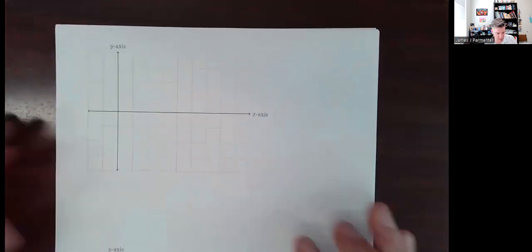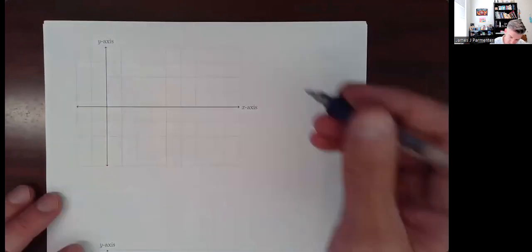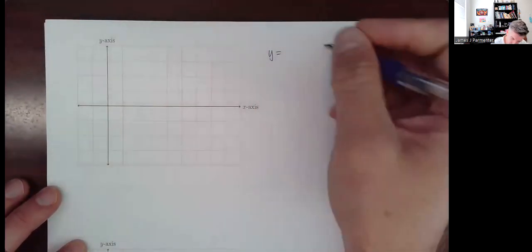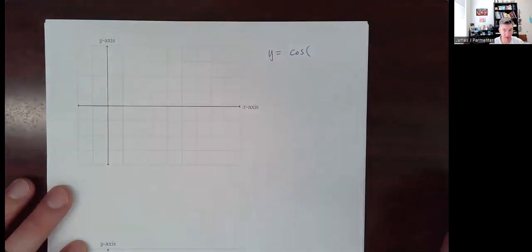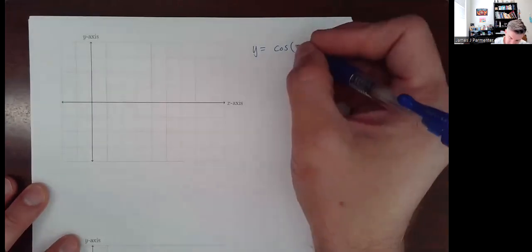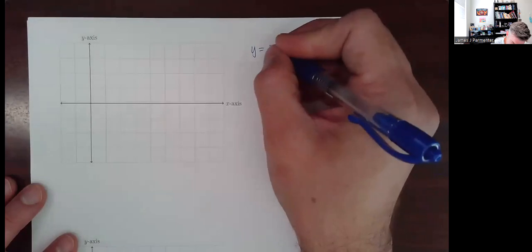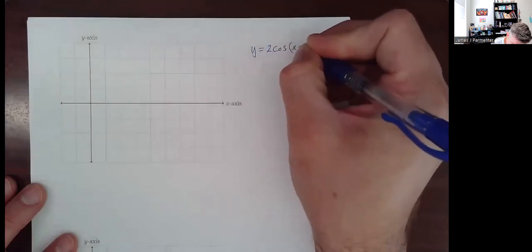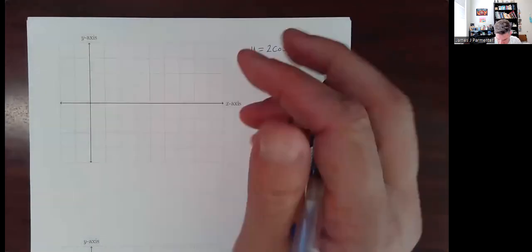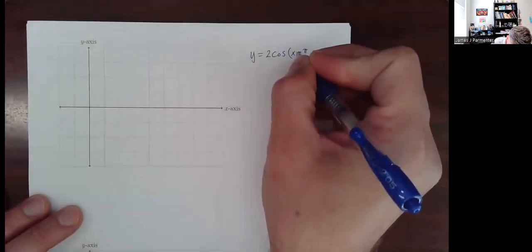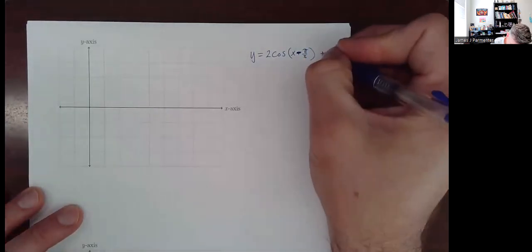So let's say we want to do, we did sine, let's do a cosine. Let's say we want to graph y equal to cosine. I'm going to change up the period this time as well. Let's do one more without changing the period, and then we'll change the period. Let's say we want to do 2 cosine of x plus pi over, did I do a plus last time? I did do a plus. Let's do a minus. Sorry. Let's make that a minus pi over 3 plus 1.